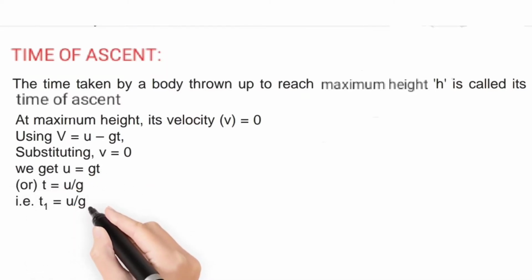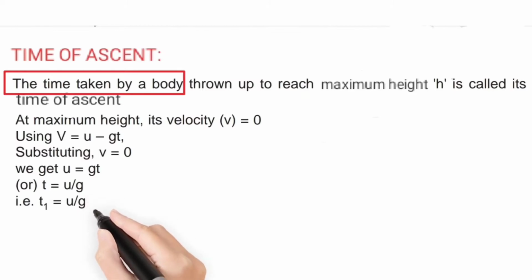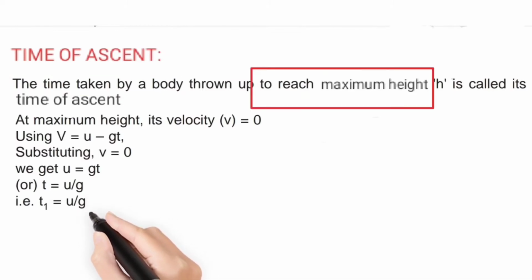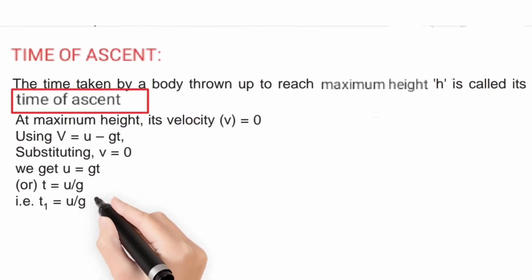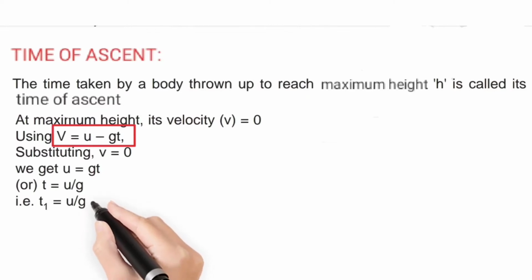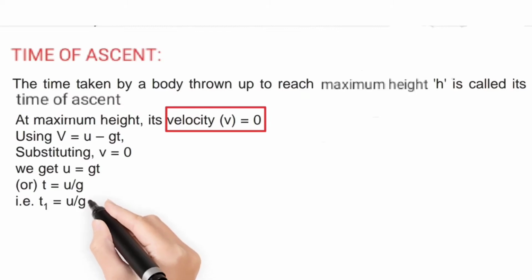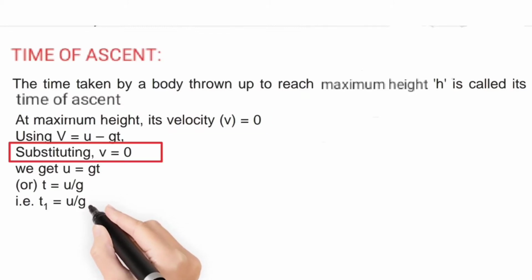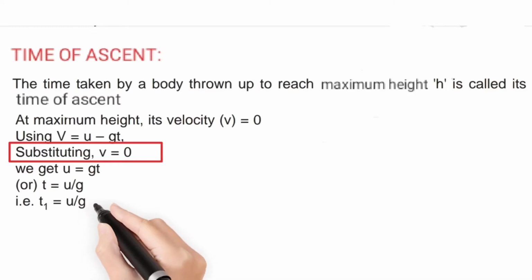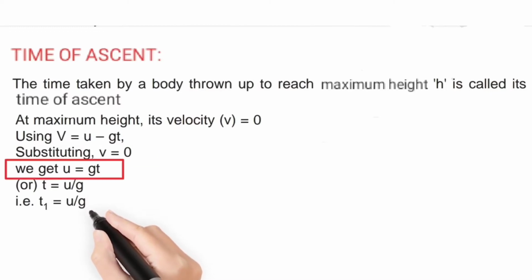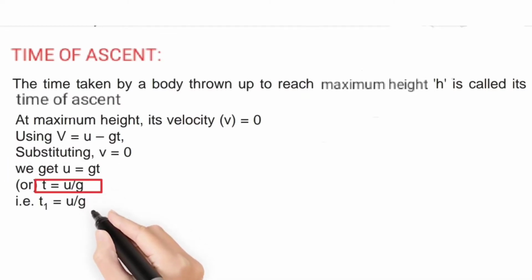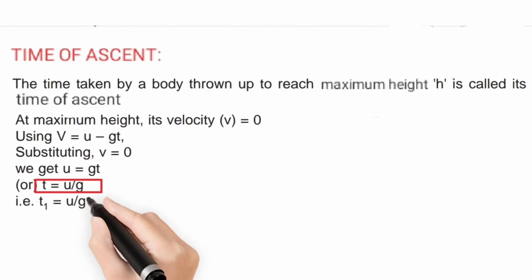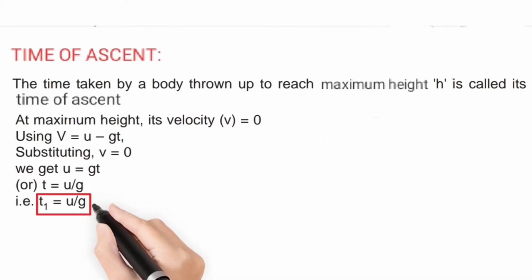Time of ascent: the time taken by a vertically projected body to reach maximum height is called time of ascent. From v equal to u minus gt, at maximum height v is equal to 0. So, if we substitute v is equal to 0, then we will get u is equal to gt. From that, t is equal to u by g. So, we calculated time of ascent, that is t1 is equal to u by g.